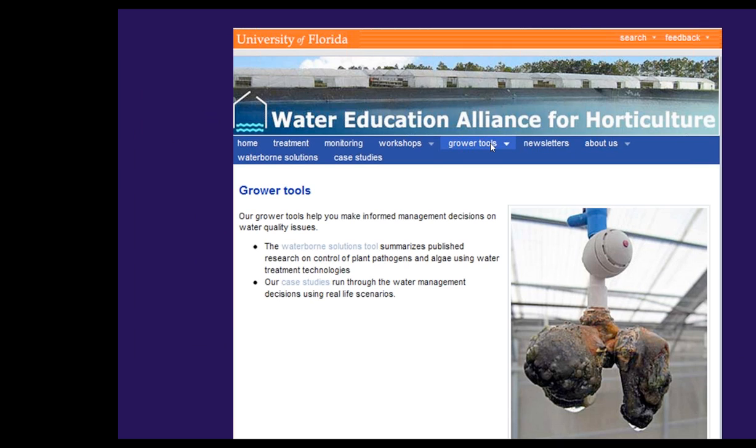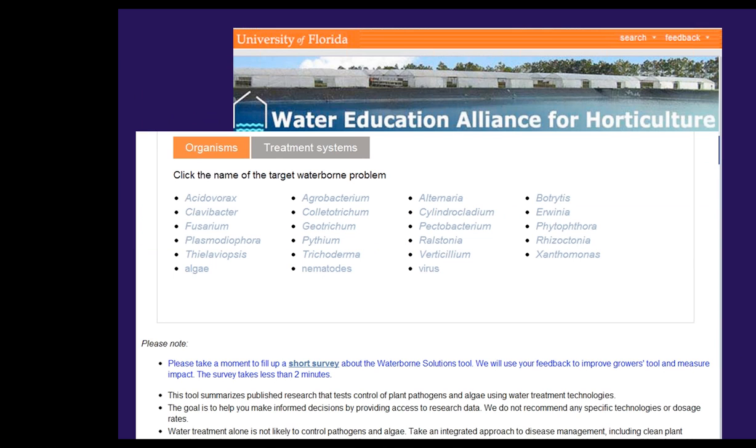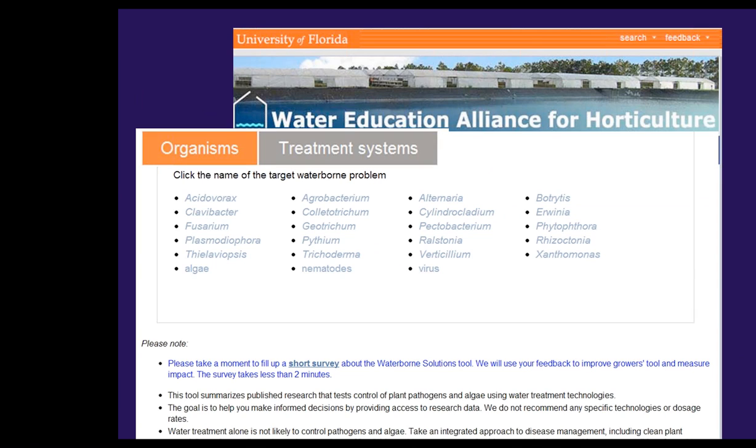So we did this tool in the watereducationalliance.org. If you go to the website, you click on Grower Tool, and then you click on Waterborne Solutions. What you will get is a database where we have summarized all the information where there's published efficacy data for the different organisms and treatment systems. So you can do your search by organism or treatment system.